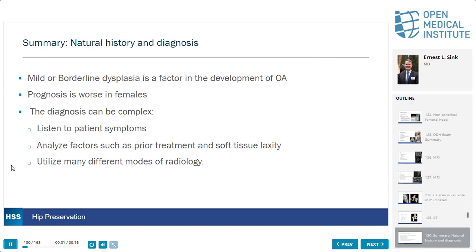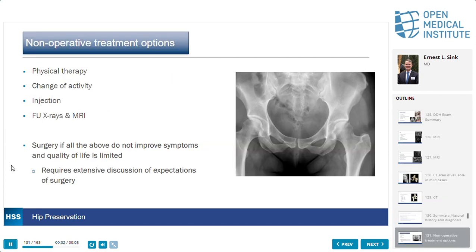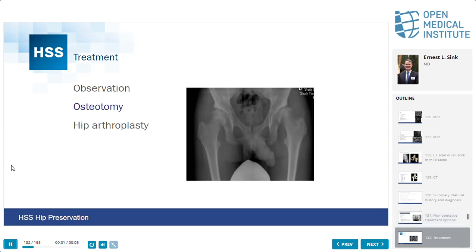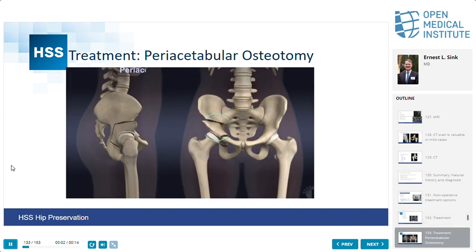So mild and borderline cases is a factor in development of OA. Prognosis is worse in females. The diagnosis can be complex. Analyze factors such as prior treatment and utilize different modes of radiology. So if they're dysplastic, they failed conservative treatment, then we will do non-operative treatment first, and then we will do the periacetabular osteotomy, which I'm happy to talk to anybody about in the future.